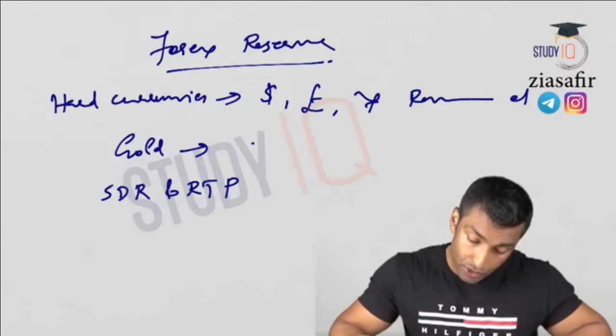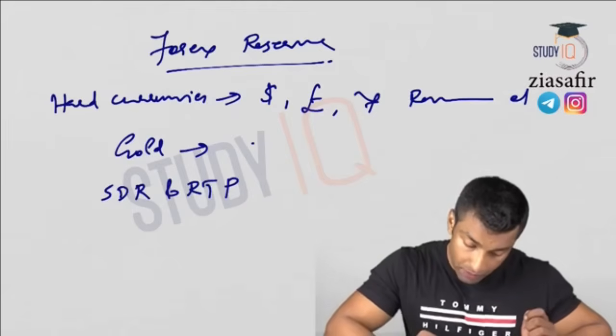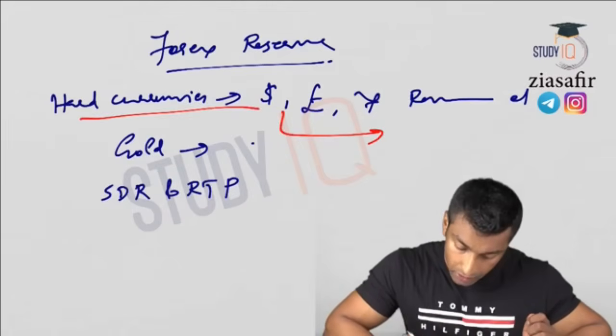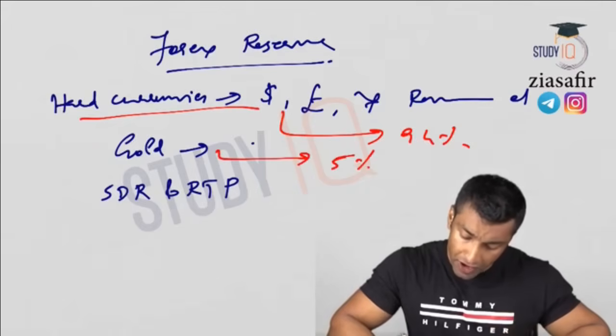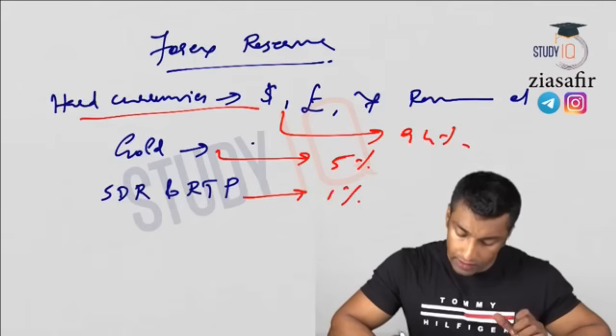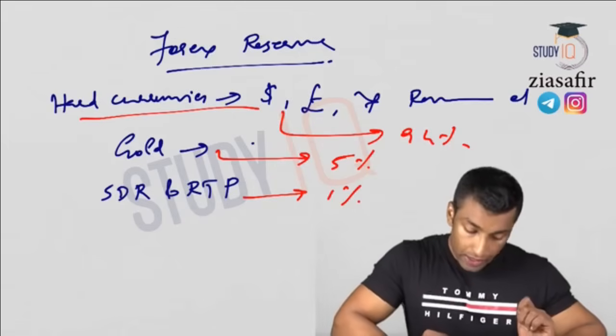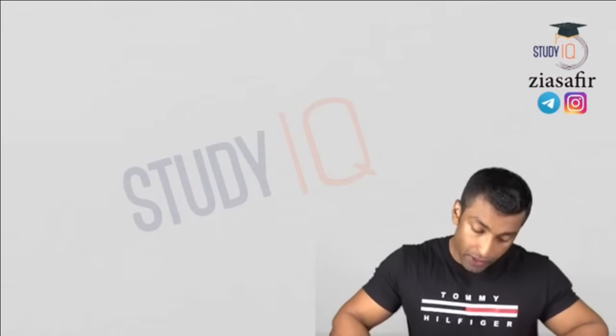So what is the proportion? Maximum you hold in terms of hard currency, 94%, and this is around 5%, and this is the least one, that is around 1%. So that's about the components of Forex.